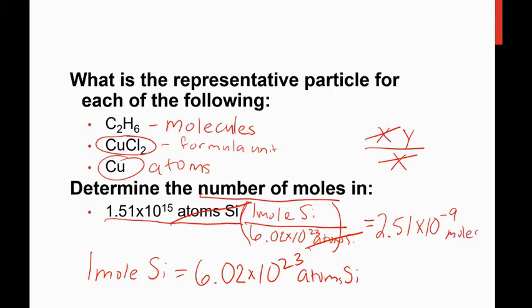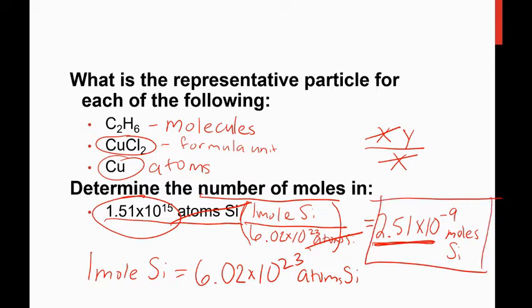And I want to ask myself, does that answer make sense? Well, this number is less than 6.02 times 10 to the 23rd, so I know that this number has to be less than 1, and it is less than 1. So this is going to be your answer here. How do you know what goes on top, what goes on bottom? What you want to get rid of, your given units, goes on the bottom. What you want to go to goes on the top.